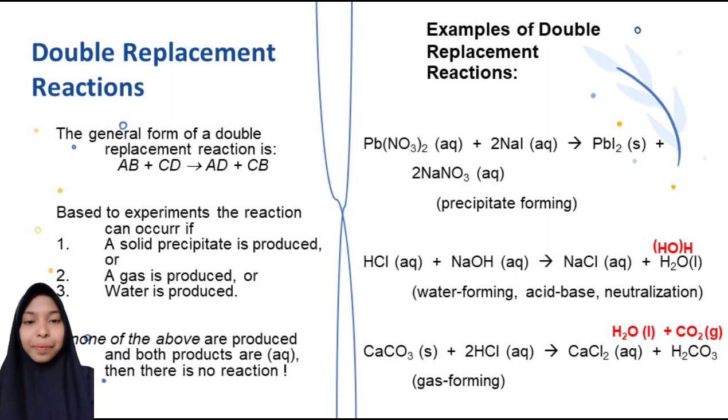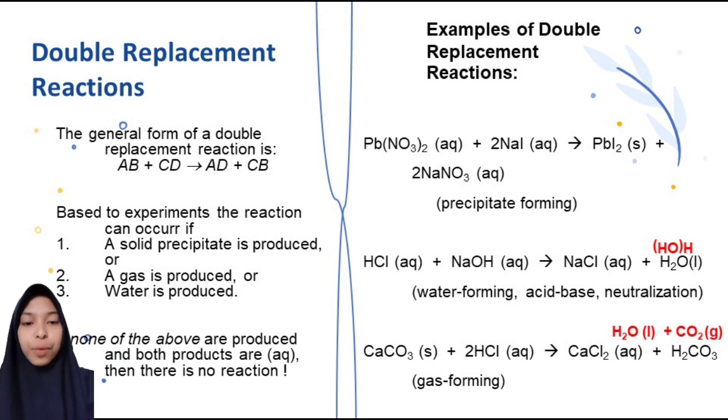Next, examples of double replacement reactions. 1. Lead nitrate and sodium iodide react to form lead iodide and sodium nitrate. This is an example of a reaction where a precipitate forms. 2. Hydrochloric acid and sodium hydroxide react to form sodium chloride and water. This is an example of a reaction where water forms, an acid-base neutralization.